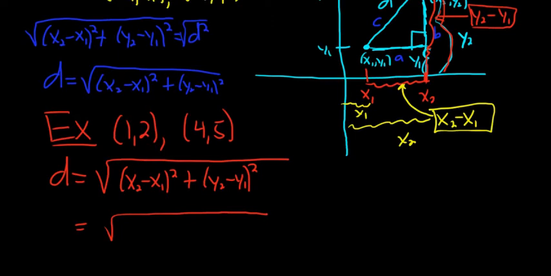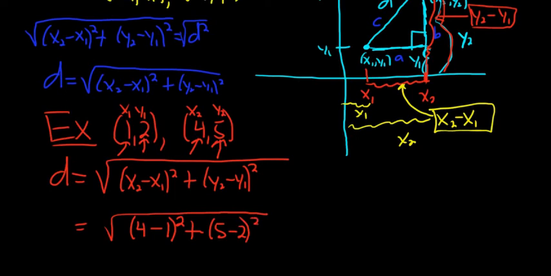So now we have to subtract. So I guess we can call this our x1 and this our y1, and maybe this is our x2 and this is our y2. So you just subtract the x's. So we do 4 minus 1. So it would be 4 minus 1 parentheses, and it's squared, and then plus. Then we do 5 minus 2. So 5 minus 2 parentheses, and then it's squared.